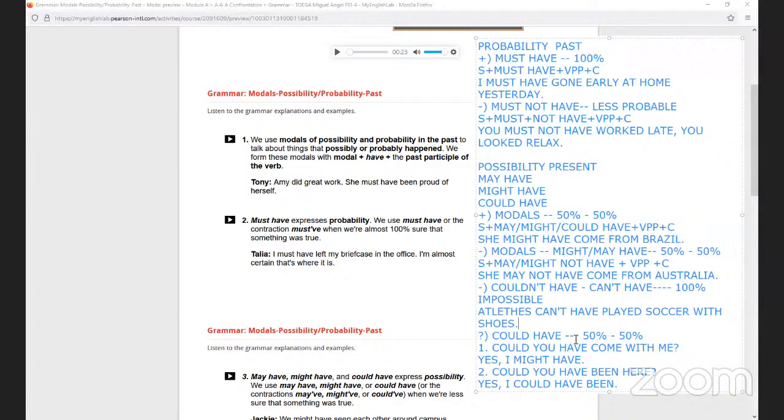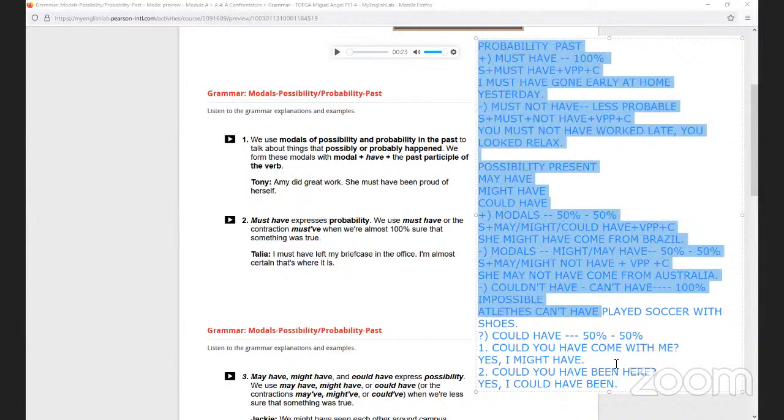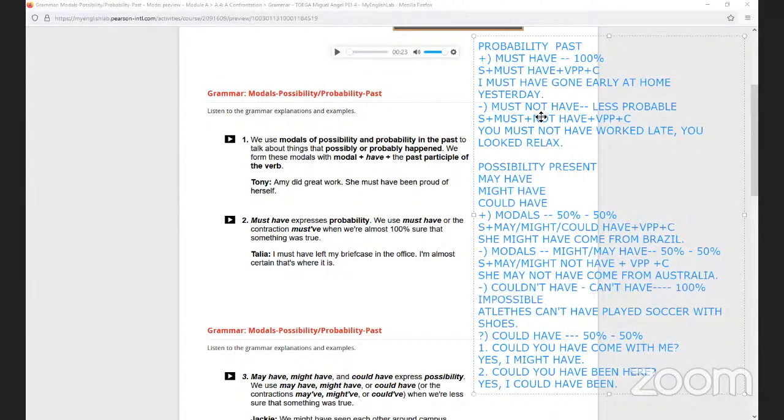Questions, ¿podrías tú haber venido conmigo? Ok, o ¿podrías tú haber estado aquí? Okay, so that is the only thing that is going to change. Okay, Miguel, is it clear? Yes. Always we have to use have and the verb in past participle. Nothing else. So now let's see in the platform, okay? With past. Okay, let me take a picture. Yes, you could take a picture here.